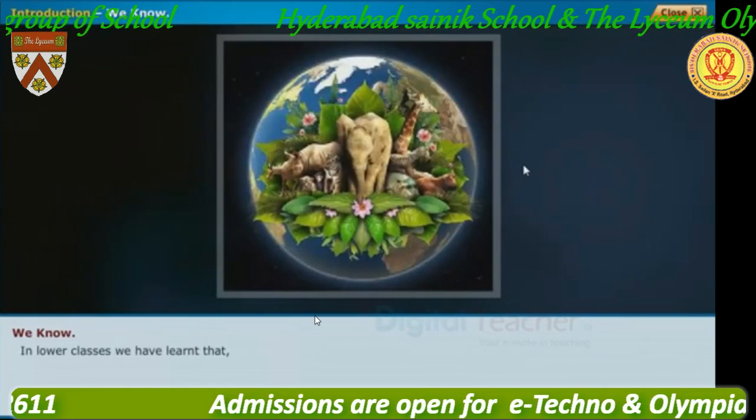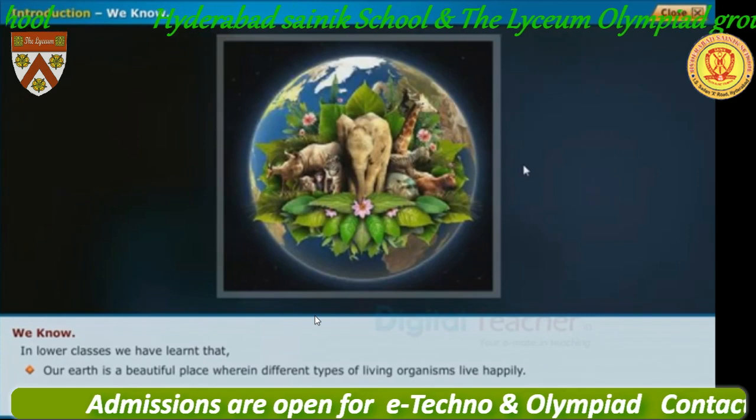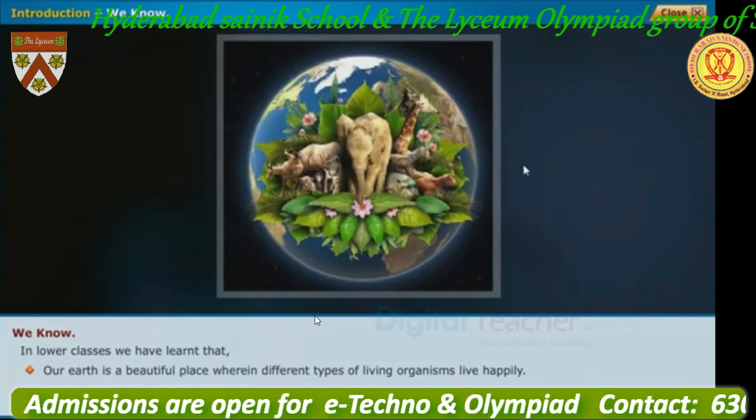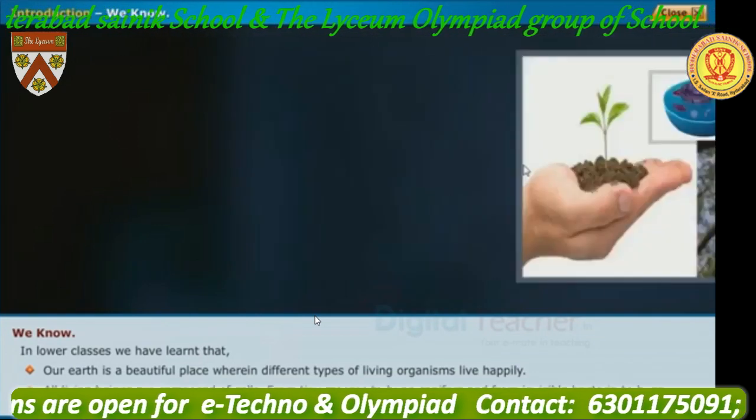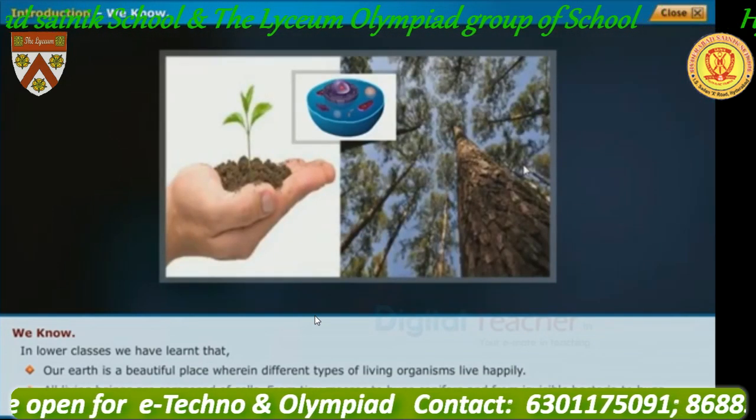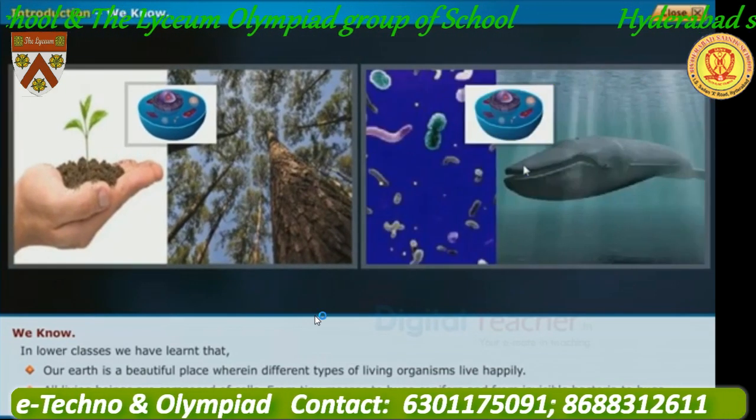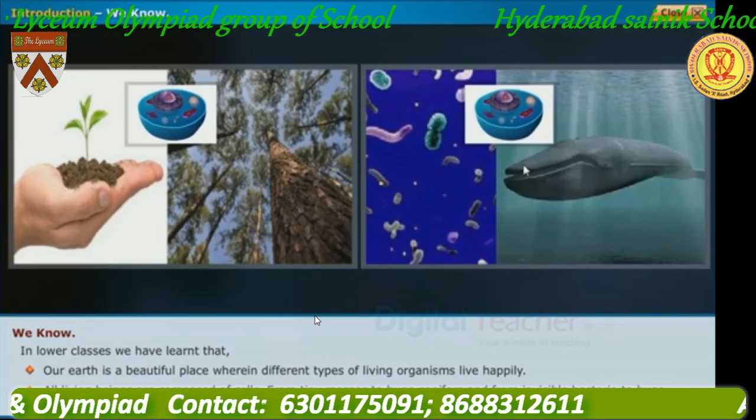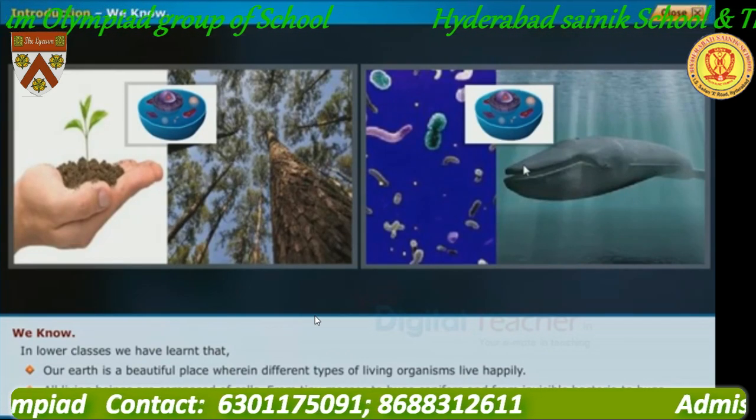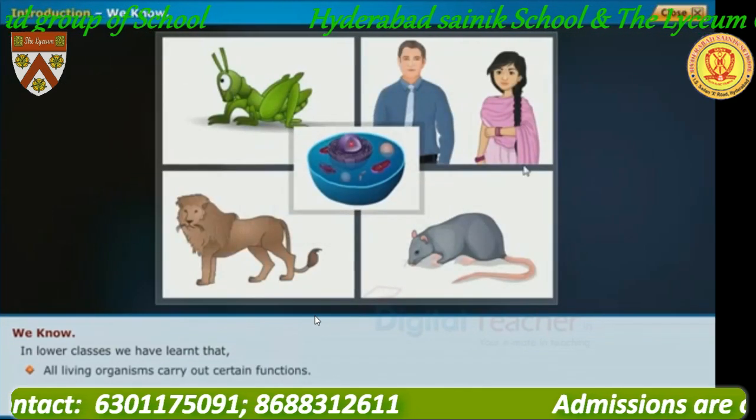In lower classes, we have learned that our earth is a beautiful place wherein different types of living organisms live happily. All living beings are composed of cells, from tiny masses to huge conifers and from invisible bacteria to huge blue whales. All have a basic unit called cell. All living organisms carry out certain functions.